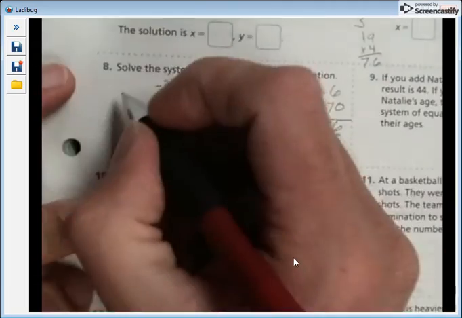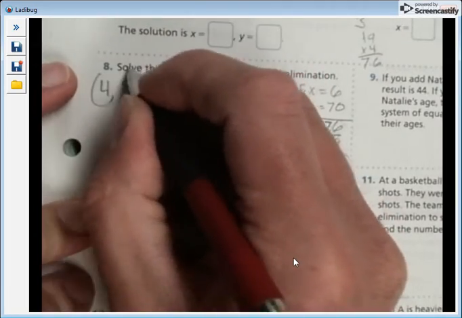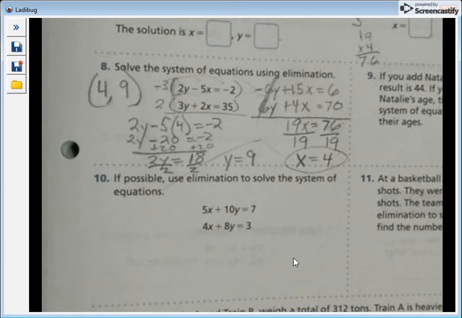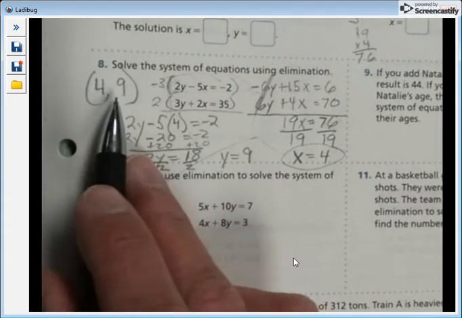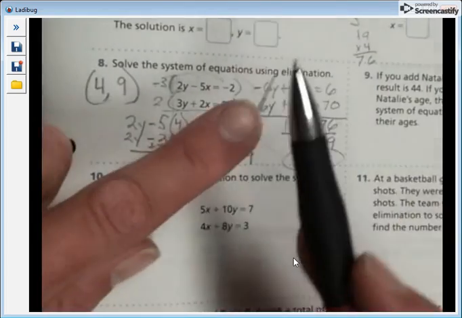So my answer then is 4, 9, as my solution to that linear system. All right, x is 4, y is 9. Boom. That's where those two are going to cross.